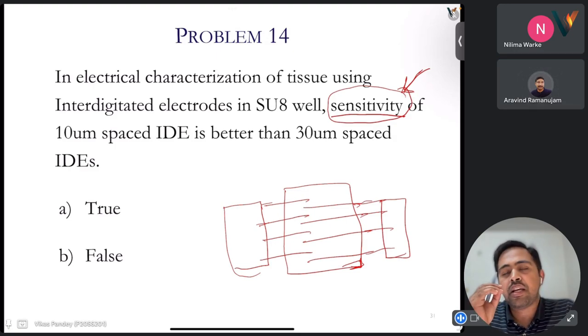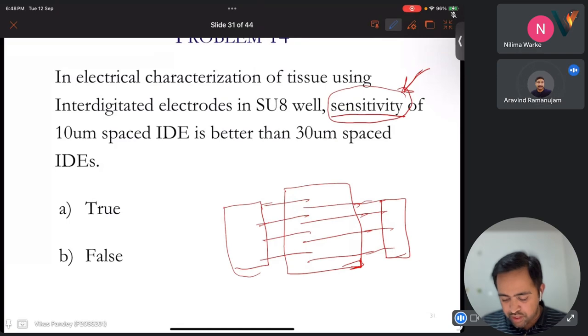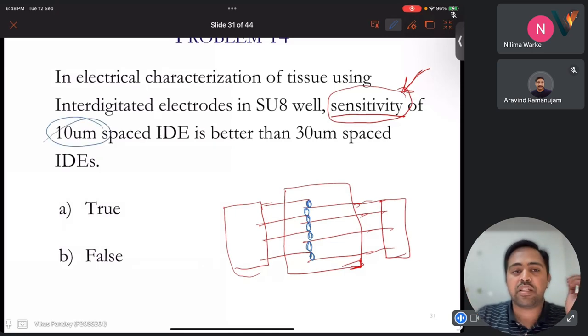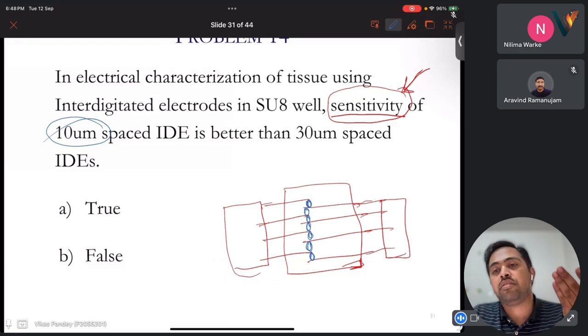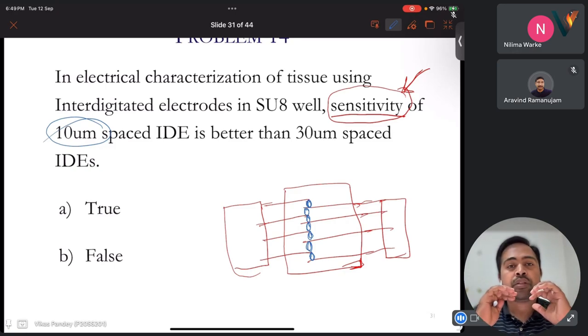So we can assume this as an array of sensors like this. Let me change the color. Okay, so we can assume that this is a sensor, this is a sensor, this is a sensor. Each of them are sensors. If we have small and more number of sensors, we will have more sensitivity. If we are going for 10 micrometer spaced IDEs, actually we have more number of sensors in that. Each sensor will have some sensitivity, and overall the sensitivity of this whole array of sensors increases. If you look closely, it is an array of many sensors, and the purpose of IDE is to increase the sensitivity itself.